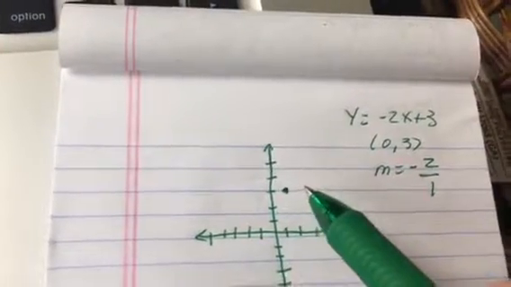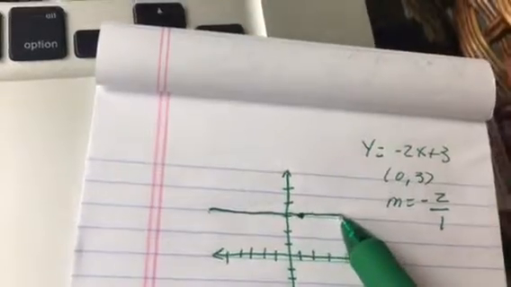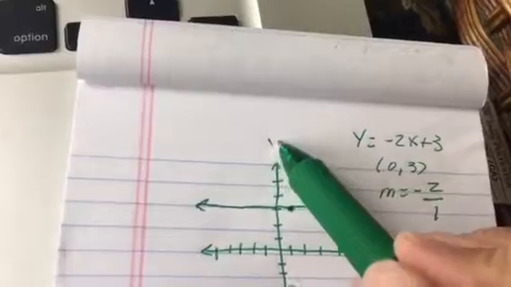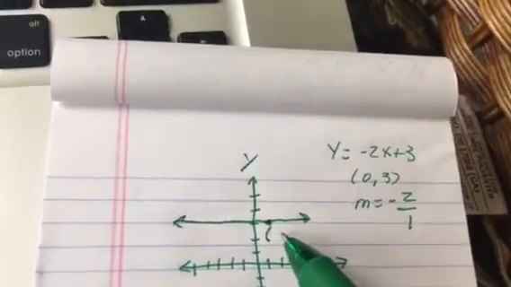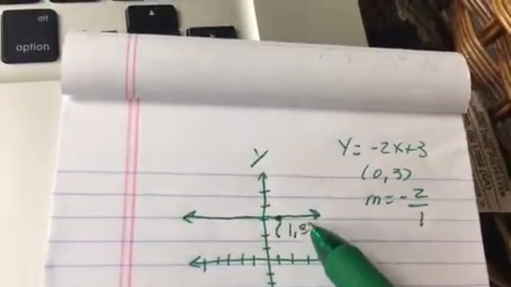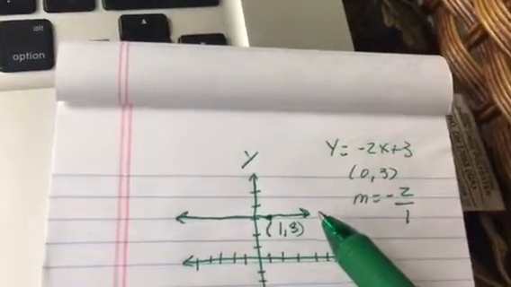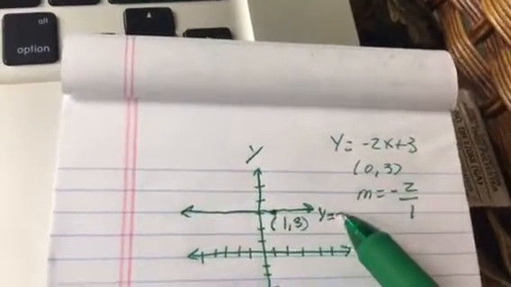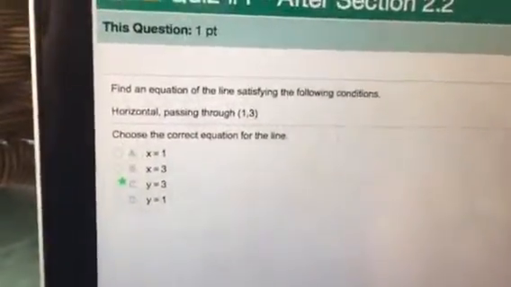And it says it's horizontal. So horizontal means it's going through this way. So they want the graph of that line. Well, notice this is our y-axis, and our point that they gave us was (1, 3). So notice 1 is our x and 3 is our y. So our equation for this would be y equals 3. It's only because it says it's horizontal that works. So we'd select y equals 3. It's a horizontal line. If it's vertical, we'd have x equals 1.